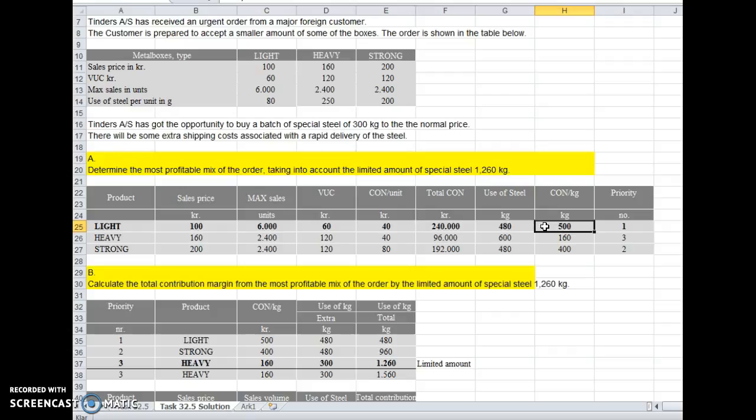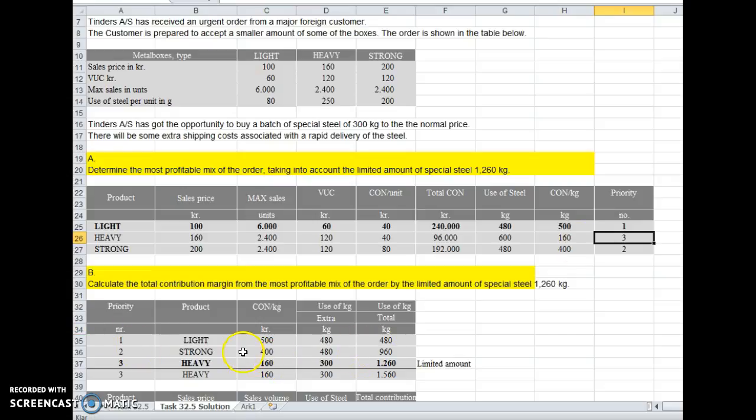So you can see light is the best. You have to produce light. It gives you the biggest contribution margin per kilo. So it's priority number 1. And then strong is priority number 2 because it's 400, and then heavy is number 3. So now you know that you should start producing light and then go to strong, and then heavy is the last one, and maybe you cannot produce all of it, probably.